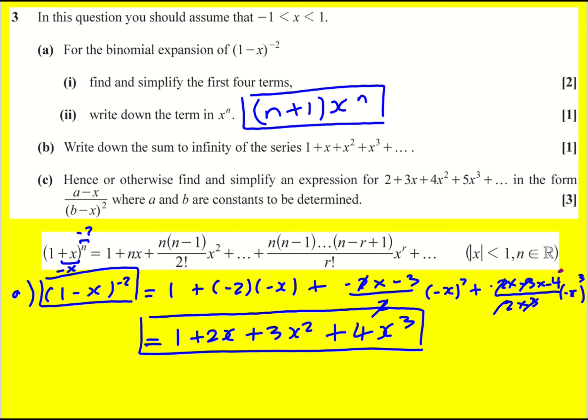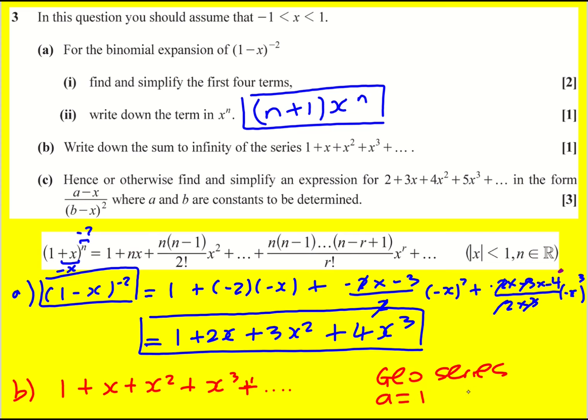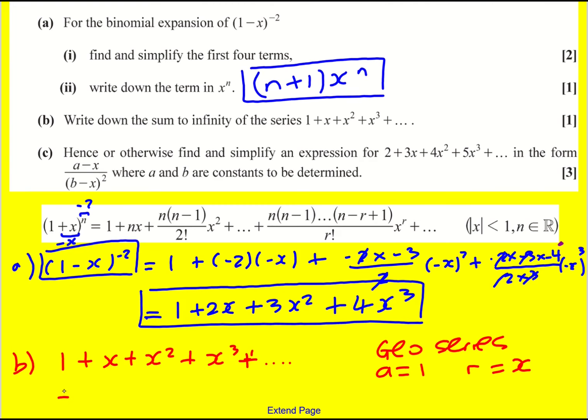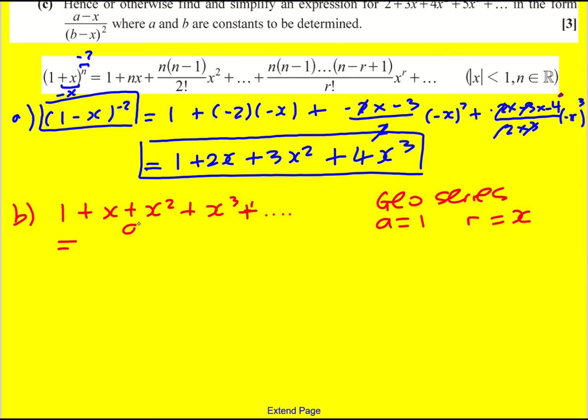We're now asked to write down the sum to infinity of this series here. Well, every time we increase a term, we're actually timesing through by x. So this is a geometric series. It's actually an infinite geometric series. A is 1, r is going to be x. So it's a sum to infinity, which is given in the formula book as a over 1 minus r. So it's going to be 1 over 1 minus x.